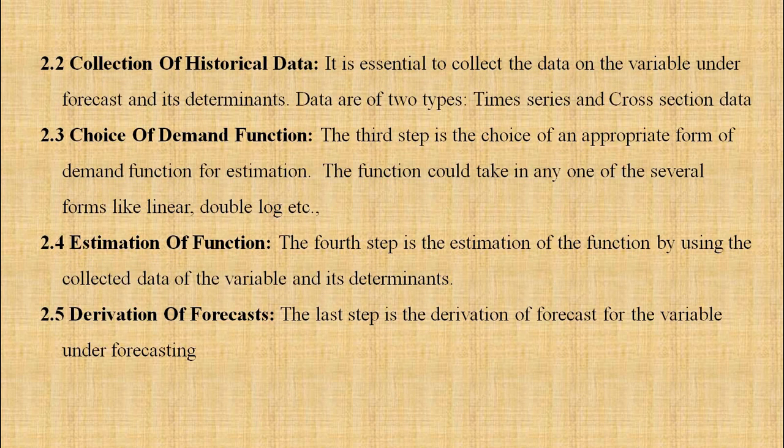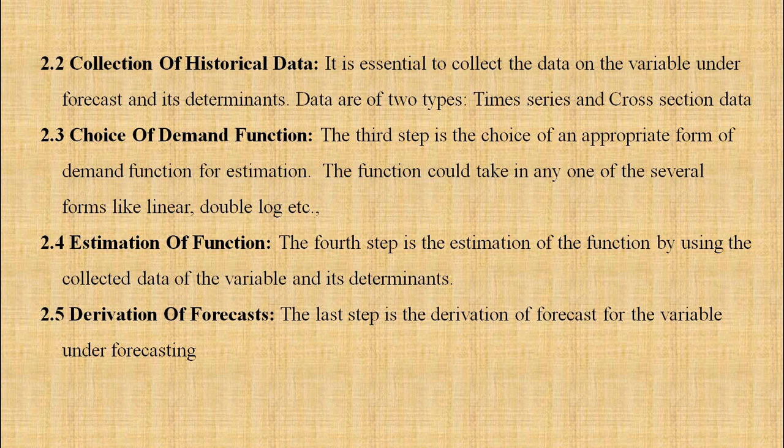Second, collection of historical data. It is essential to collect the data on the variable under forecast and its determinants. Data are of two types, time series and cross-section data. Choice of demand function. The third step is the choice of an appropriate form of demand function for estimation. The function could take any one of several forms like linear, double log, etc.